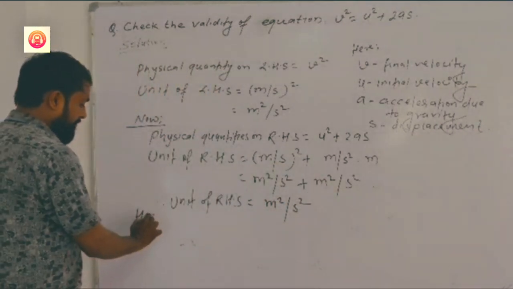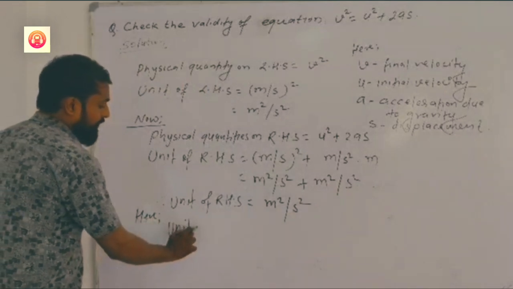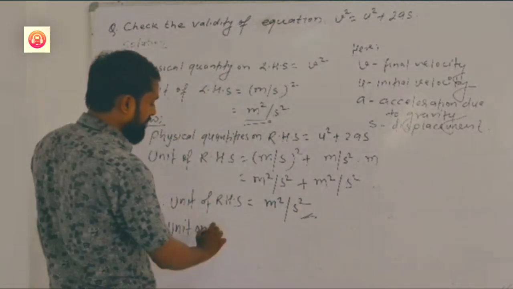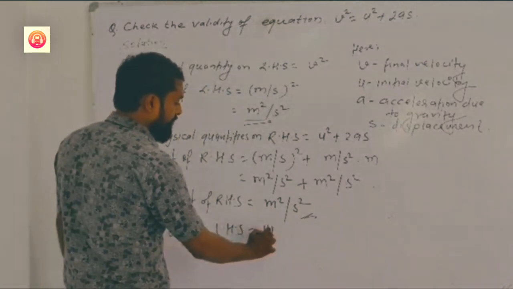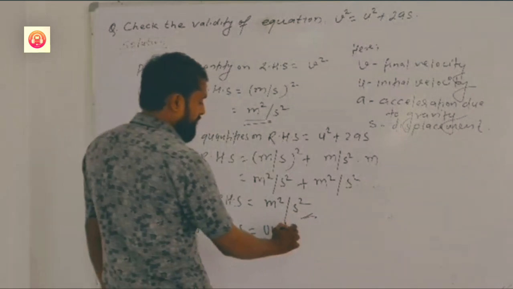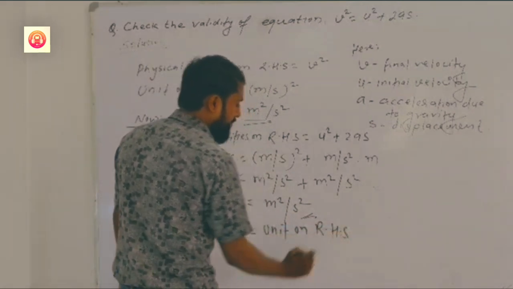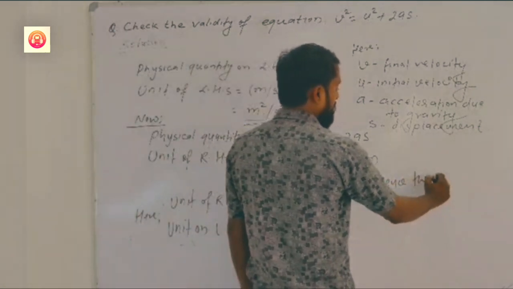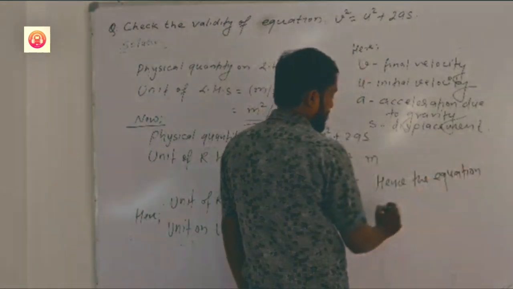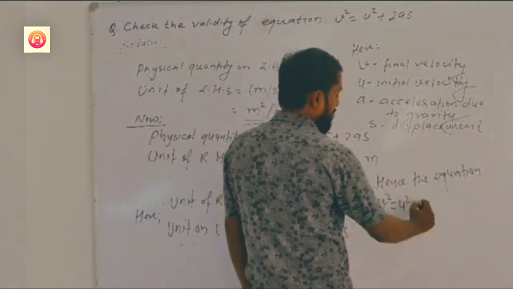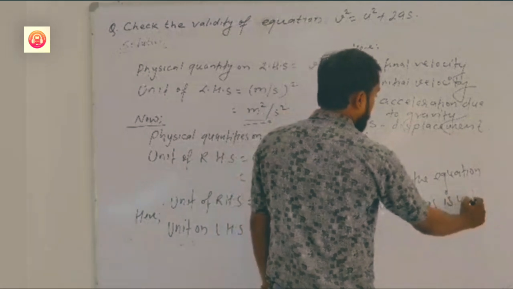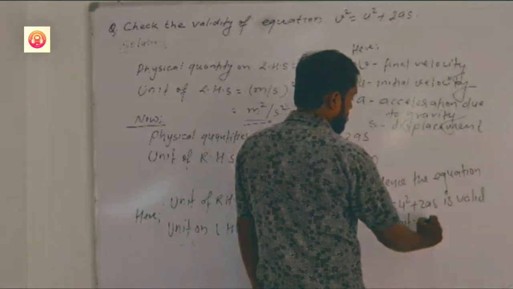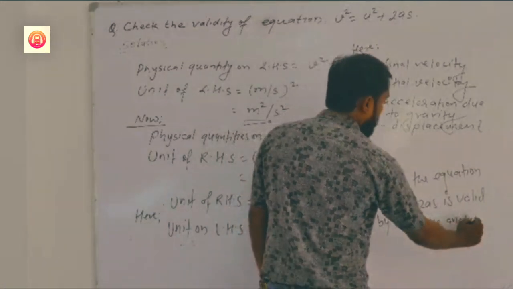Here we can see the unit on the left hand side is equal to the unit on the right hand side. So unit on LHS equals unit on RHS. Hence the equation v square equals u square plus 2as is valid by the unit-wise analysis method.